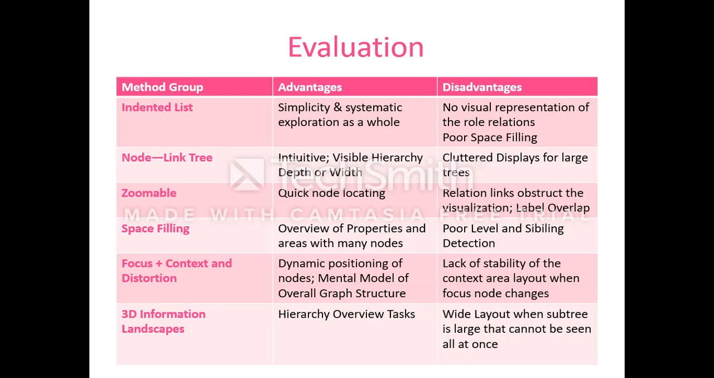Then, space-filling methods are suited for tasks that include overview of properties and areas with many or few nodes, but are not effective for structure-related tasks such as level and sibling detection. In the case of focus with context distortion, the advantage was the dynamic handling and the positioning of nodes, while its main drawback was the lack of stability of the context area when the focus node changed. Finally, for 3D information landscapes, they are effective for hierarchy overview related tasks. However, for huge subtrees, it creates a wide layout that cannot be seen all at once, and as a result, it is not possible to retain global context. That is the conclusion.